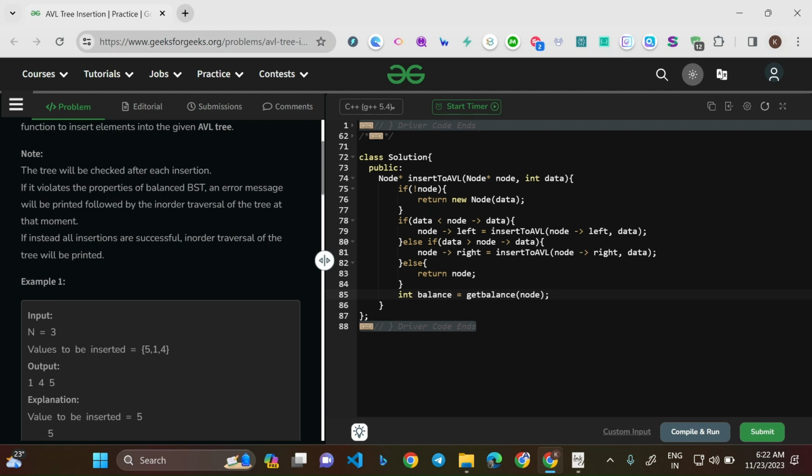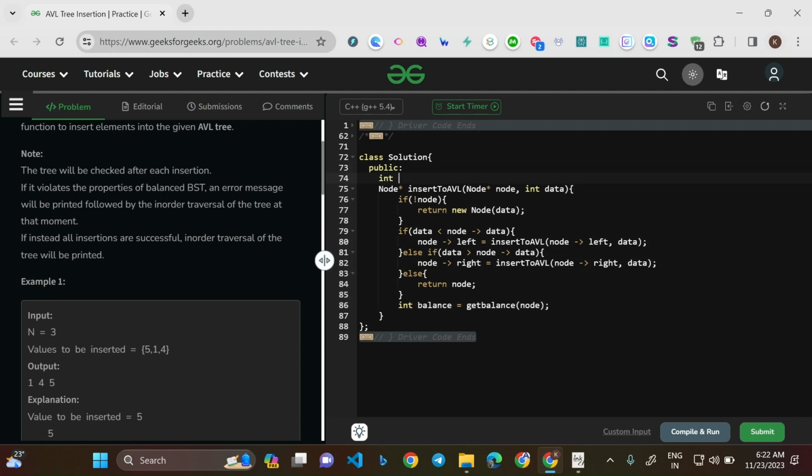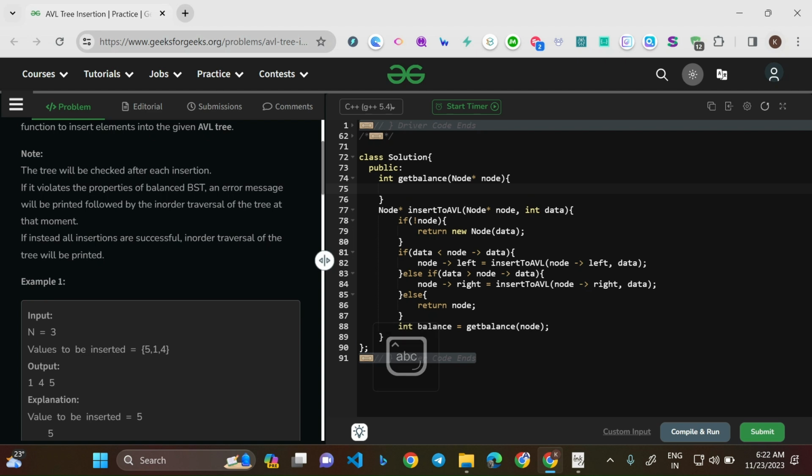So how do we get the balance of a node? int get balance of node. How are we going to get the balance of the particular node? That is basically return height of node left minus height of node right, isn't it? So this is the balance factor. I hope you people understood.